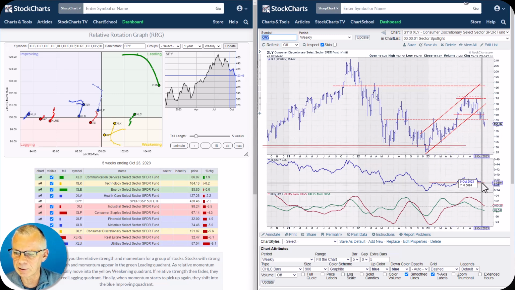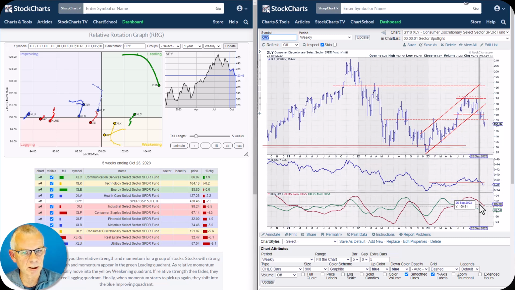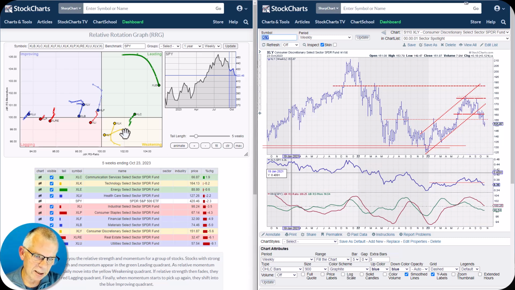And look at how that RS line has now put in a new low. We took out the previous low. It's pushing the RRG lines lower. So if you ask me, it's only a matter of time before XLY will hit that lagging quadrant.